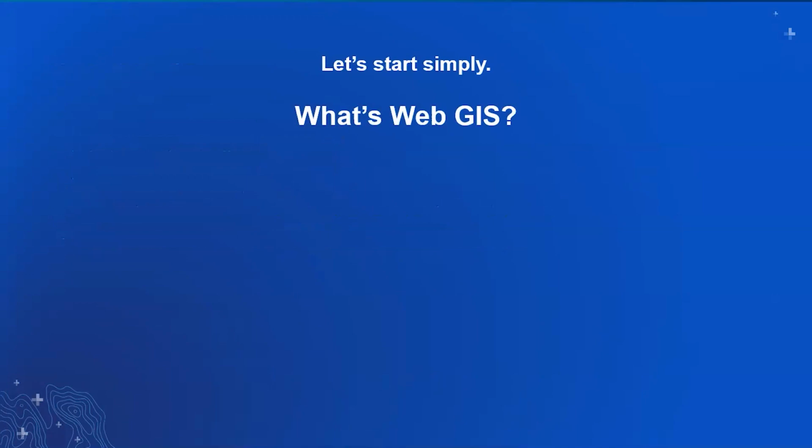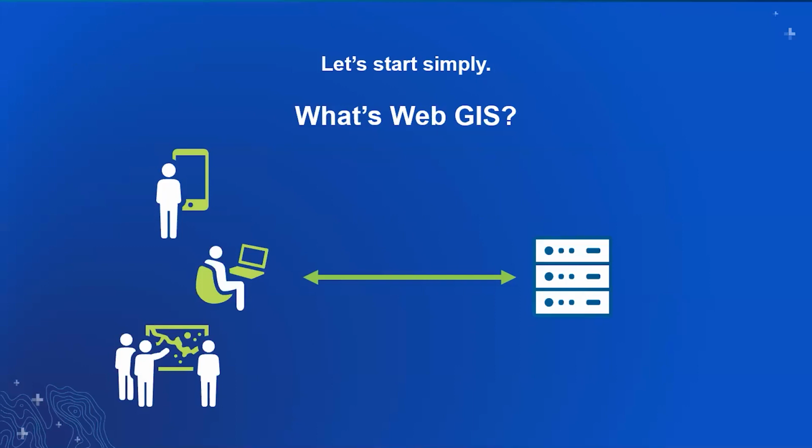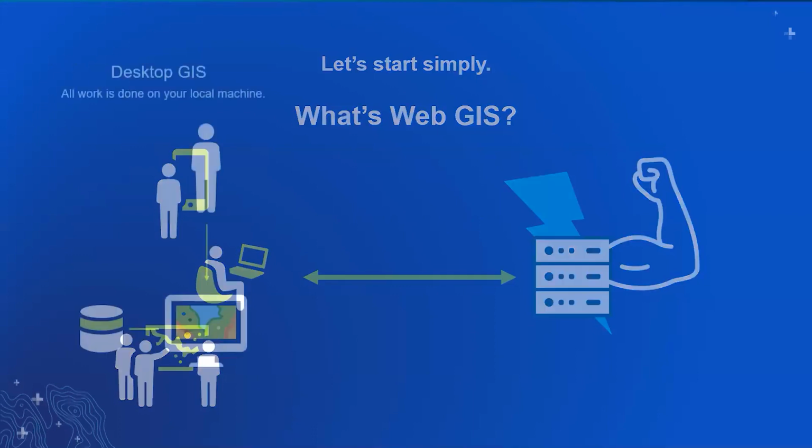So let's start simply. What is Web GIS? Web GIS can be implemented in a software as a service pattern, for example, using ArcGIS Online, or on infrastructure you manage using ArcGIS Enterprise, or as a hybrid combination that allows you to leverage the best of both worlds. So you see here, it's a group of individuals connecting to information and data, all coming from one server architecture. And the server, or servers, is the powerhouse of Web GIS.